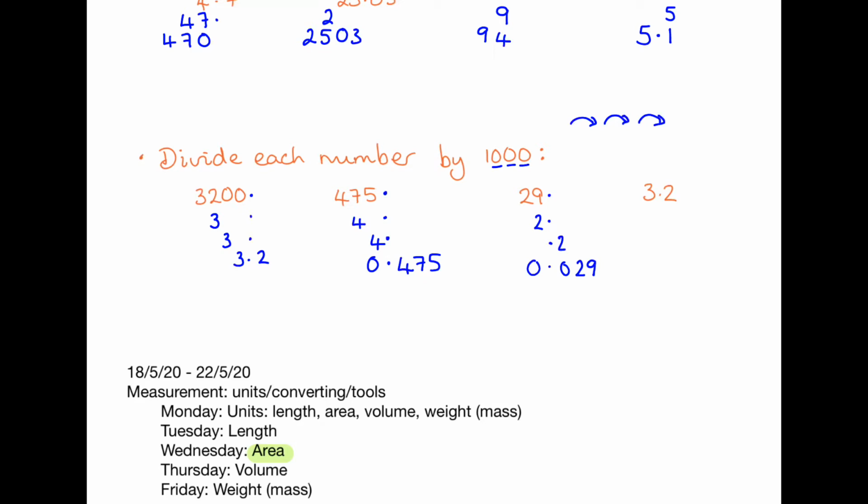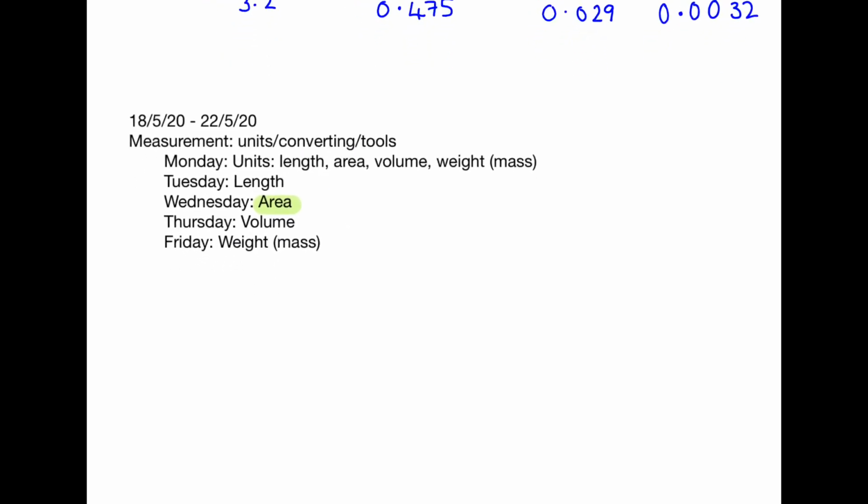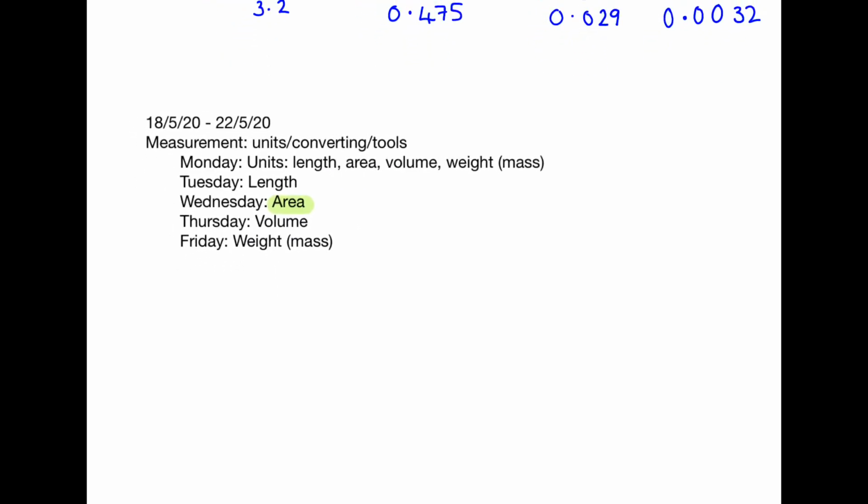And then the last one, 3.2, when we move 1 place, the 3 goes here. 2 places, the 3 goes there. 3 places, the 3 goes here. The 2 has to follow the 3, and we can see that we've got a space here and a space here, so the answer is 0.0032.